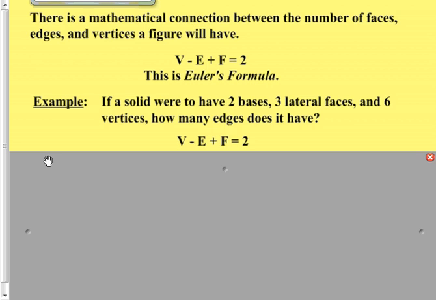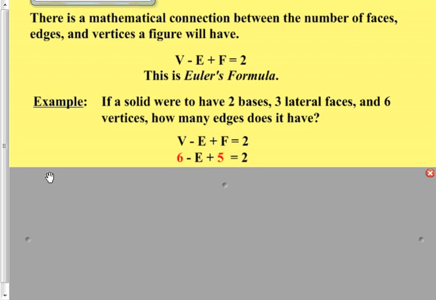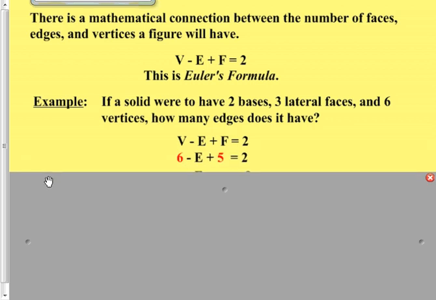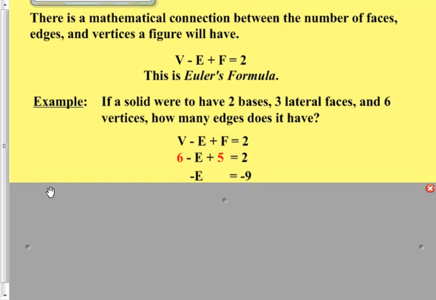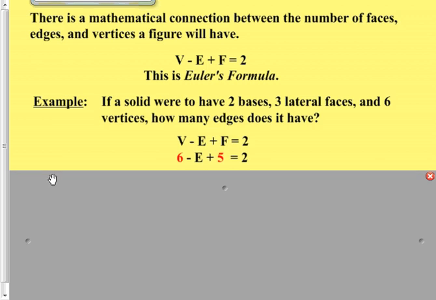Okay, let's see how many faces there are. Do not be tempted to say that there are 3 faces, because remember, faces are the bases and the lateral faces combined. So there are actually 5 faces in this example. So plugging in 6 vertices and 5 faces, obviously we have 6 and 5 in there. And if we add 6 and 5 together, that is 11.